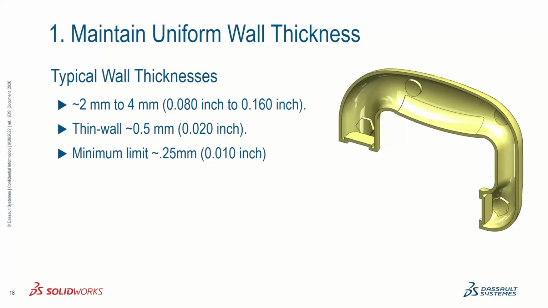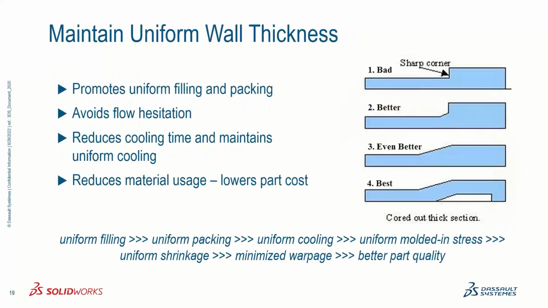I just want to mention that there is a process called nano injection molding, where the thicknesses can go considerably below the 0.25 millimeter limit, but you're dealing with very highly targeted materials, and it's not mainstream. So for the most part, the injection molded plastic parts that are designed and manufactured, that we come in contact with, tend to be in these typical thickness ranges.